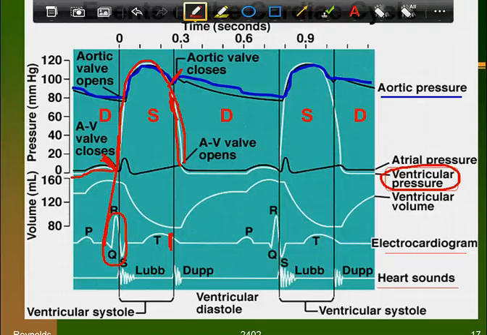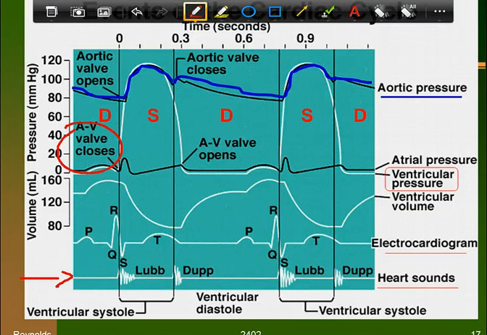So remember, as the blood goes out into the aorta, that's aortic pressure you're looking at in blue. When that pressure goes up, that's going to close the valve. Same thing in the pulmonary. Other things to look at on this, look at your heart sounds down here. So here's the closure of AV valves. There's your lub sound. Here's the aortic valve and the pulmonary valve closing right there. And there's your second heart sound.